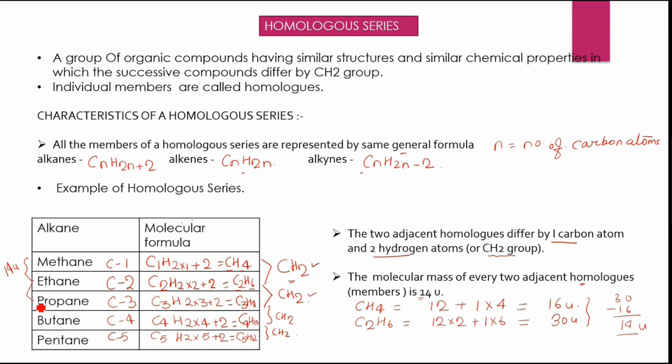Between ethane and propane, again the molecular mass difference is 14 units. Between propane and butane, also 14 units, and between butane and pentane it is 14 units. So this is an important characteristic of homologous series. You should remember that the molecular mass of two adjacent homologues always differs by 14 units.